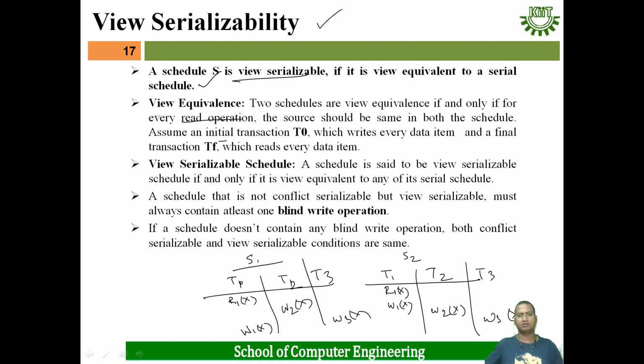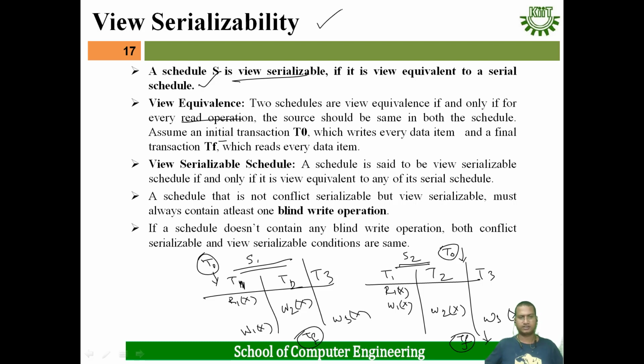Are these schedules S1 and S2 view equivalent to each other? Then what are the various read operations? Here we have to assume two transactions, T0 and TF. T0 writes every data item. Here the data item X is written by T0 and it will be read by T1. In S2 also, T0 is a transaction and TF is a transaction; it writes all the data items and it reads all the data items.